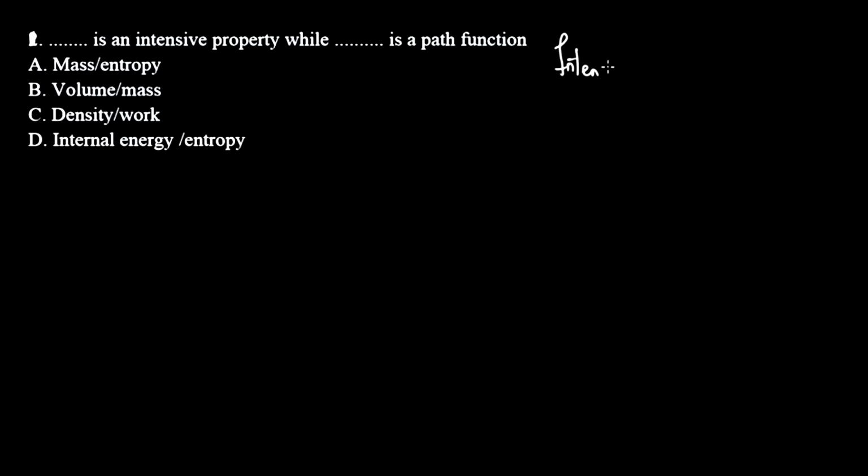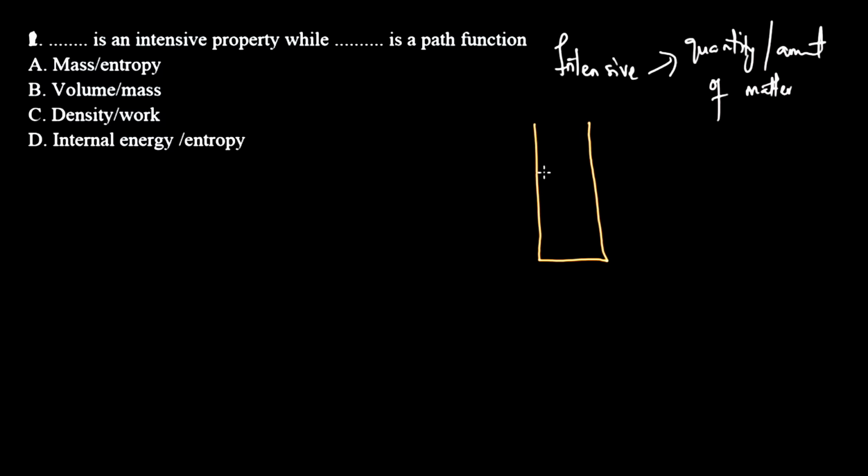the property of a system that do not depend on the quantity or amount of matter in the system. So a good example of this is temperature. So let's say we have a glass of water. So let's say this glass of water contain 20 liters of hot water, or let's say the temperature of the water is basically 25 degrees Celsius.